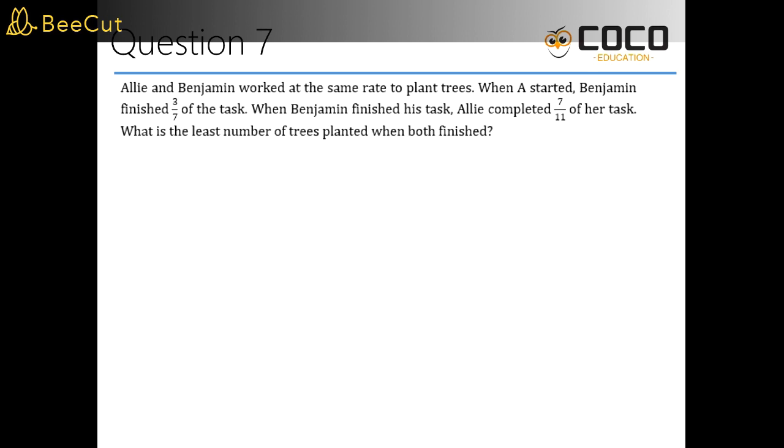In question 7, A started, B finished 3/7 of the task. And when B finished his task, A completed 7/11 of the task. So let's check for A and B.